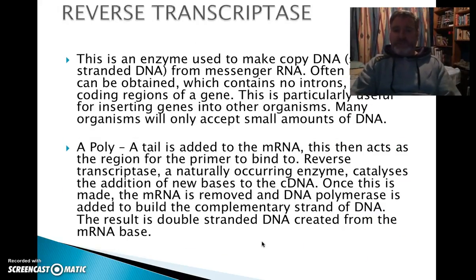Reverse transcriptase is an interesting process which can be used in some applications. So it's an enzyme which actually makes a copy from messenger RNA. So we've got the messenger RNA, but of course remember this doesn't contain the introns, it contains the exons. So you can go back to the DNA that would have created it.